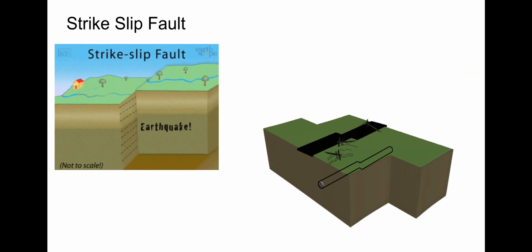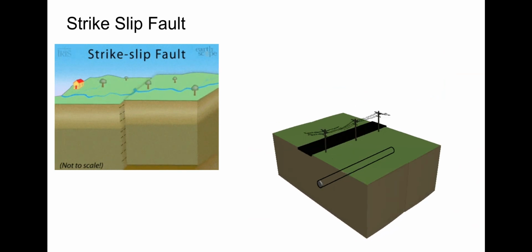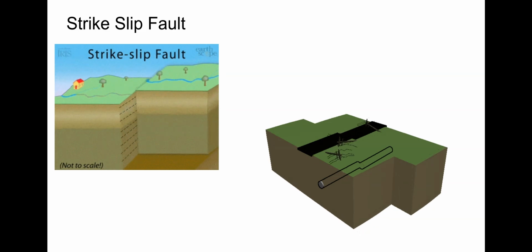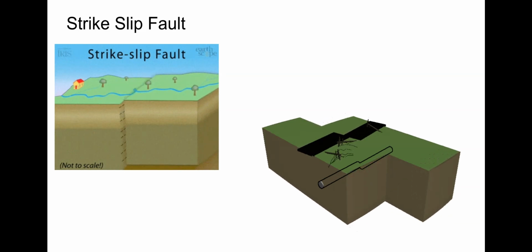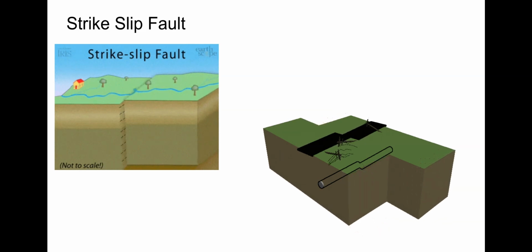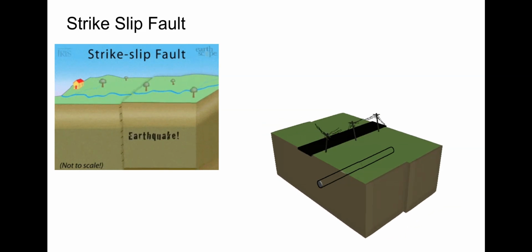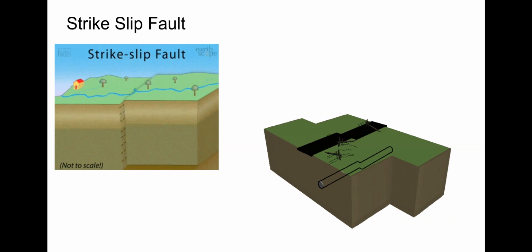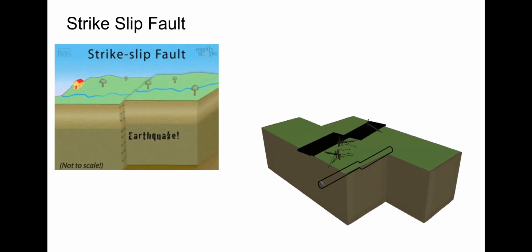Strike-slip faults move laterally. Now, of course, they will also have a dip to them. Typically, they aren't going to be straight up and down necessarily. But in this case, you can see the action of strike-slip faults and how they affect superficial features. But again, it's lateral motion, not up and down vertical motion.